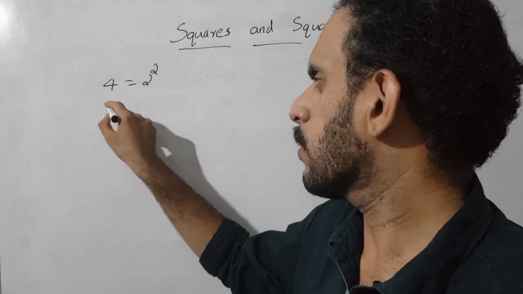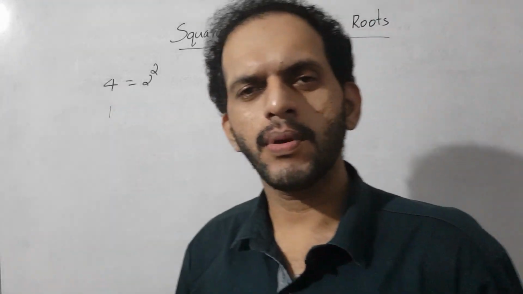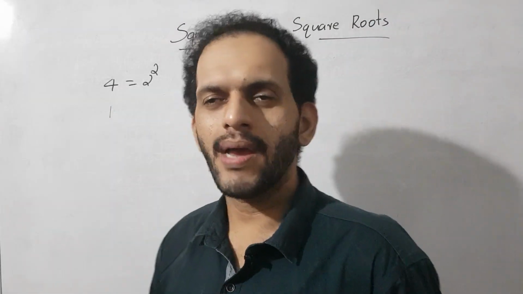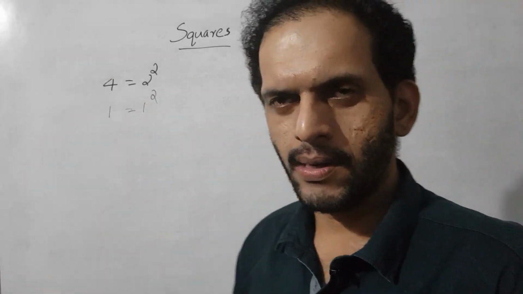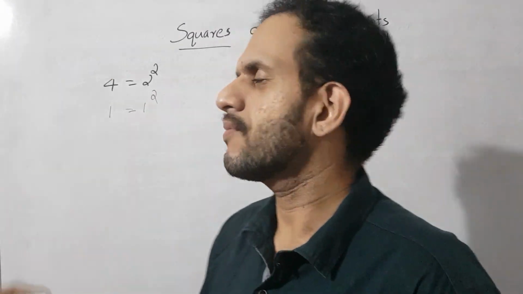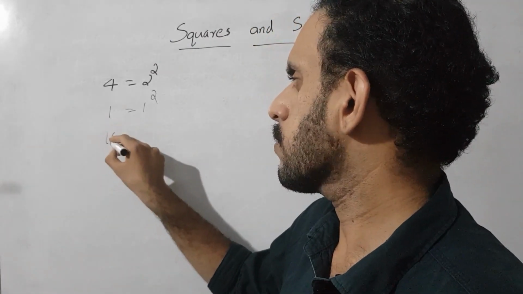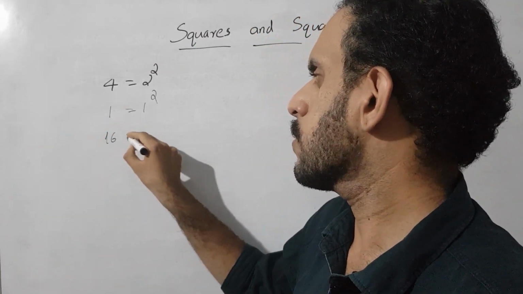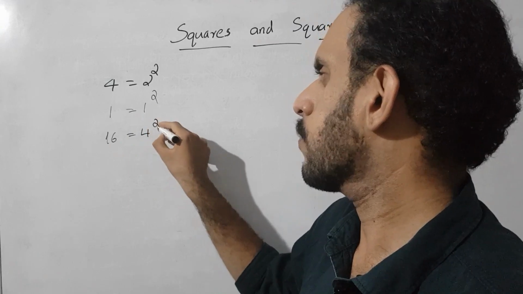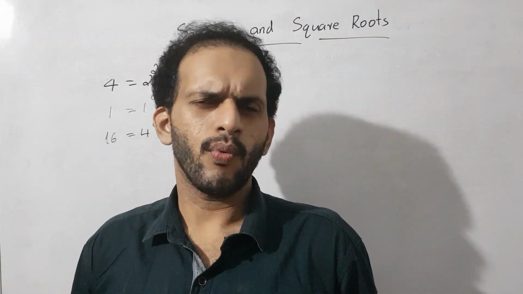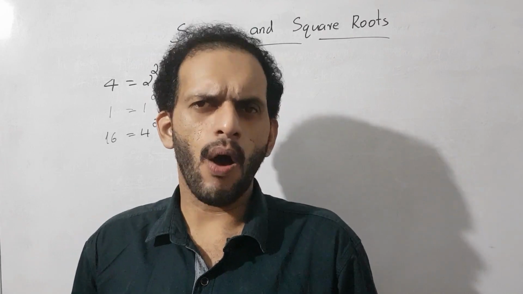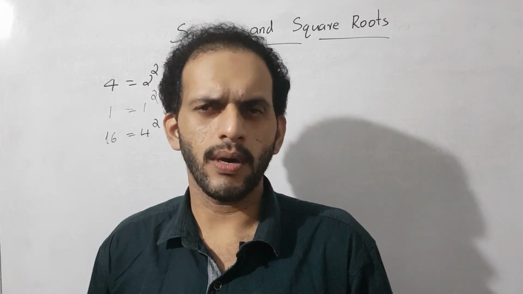Why do we call 1 a square number? Because 1 is possible to write as 1 square. Correct? Then why do we call 16 a square number? Because 16 is possible to write as 4 square. Correct? Then what is its meaning? What is the definition of a square number? How do we say the number is a square?